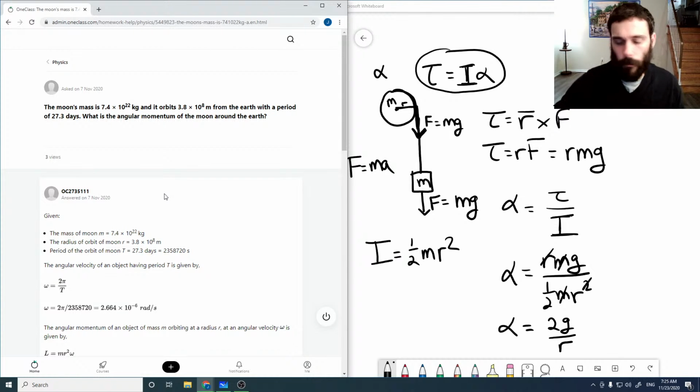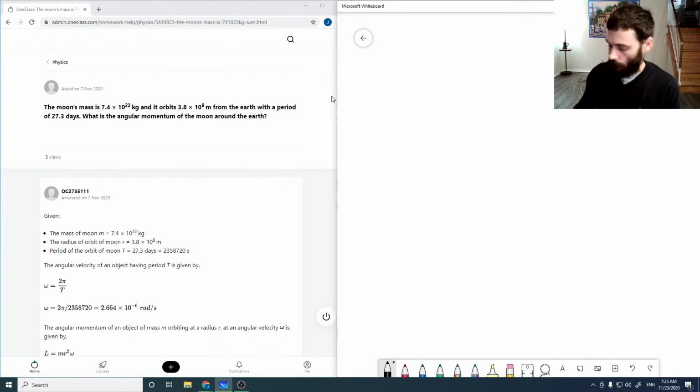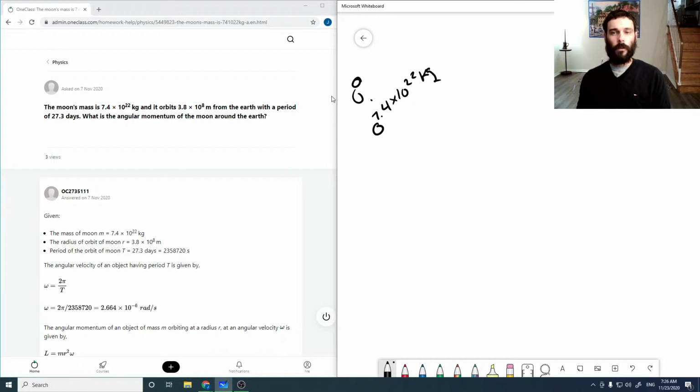All right. I have time for one more quick one. So, I suppose this is my 8th, but I haven't been numbering them. So the moon's mass is 7.4 times 10 to the 22 kilograms, and it orbits at a radius of 3.8 times 10 to the 8 meters from Earth, with a period of 27.3 days. What is the angular momentum of the moon around the Earth?